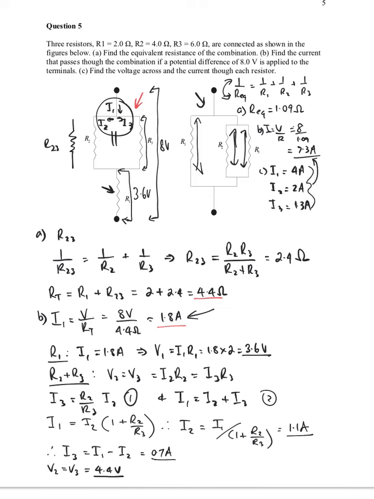Also, R1 is a lower resistance, so it should have more current flowing through it, and that's what actually happens. So that's the answer to that guy. So I'll let you work through that yourself.